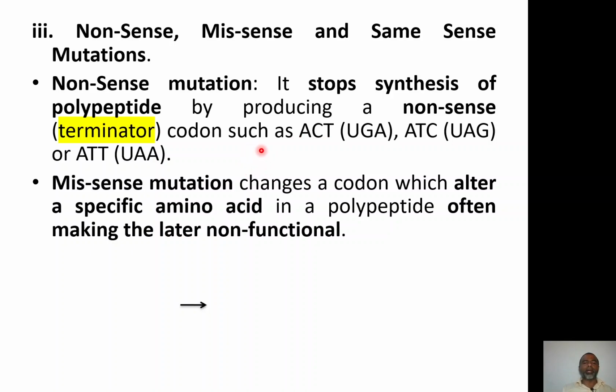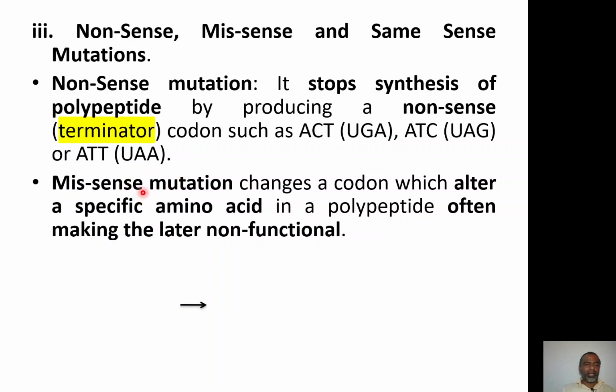For example, say a codon was normally coding for a particular amino acid, say glutamic acid, but the code is changed to such an extent that because of the change of the base, it is not translating into glutamic acid, it is inserting another amino acid. By inserting another amino acid in the polypeptide chain, the polypeptide chain will not remain normal. It will become non-functional. So, that means the missense mutation.